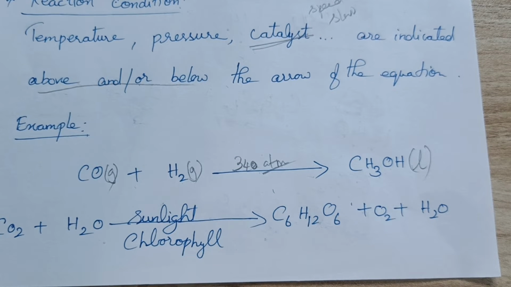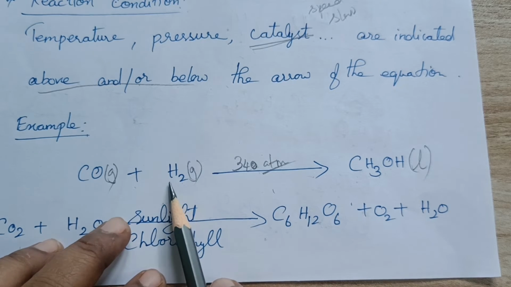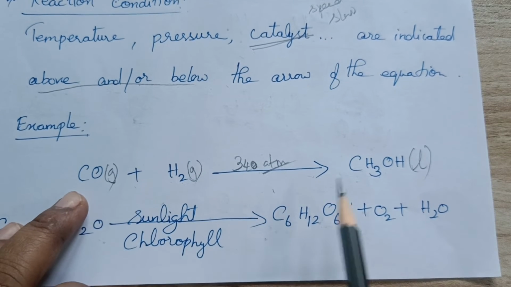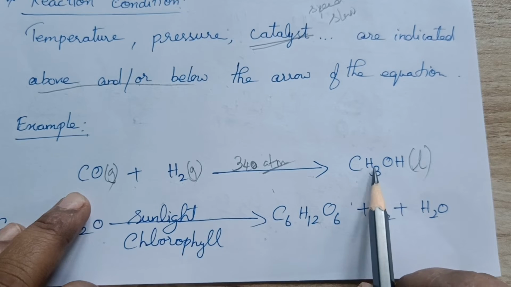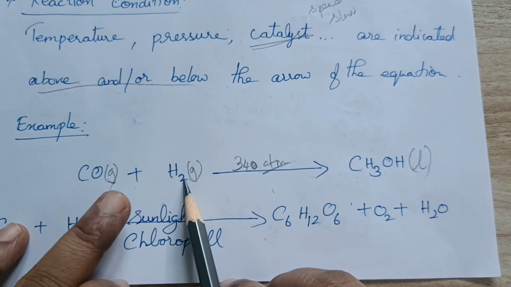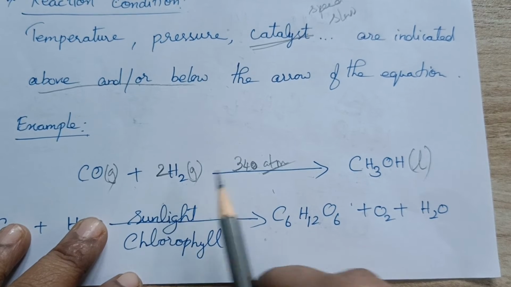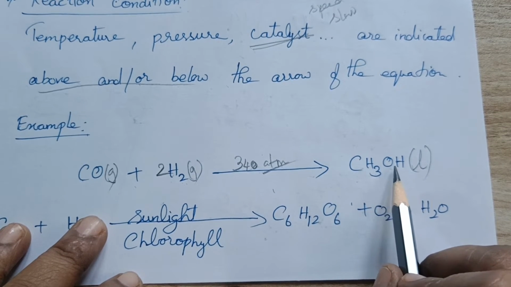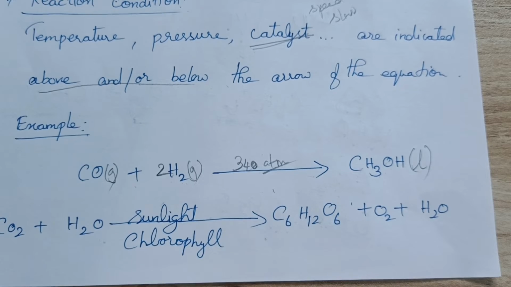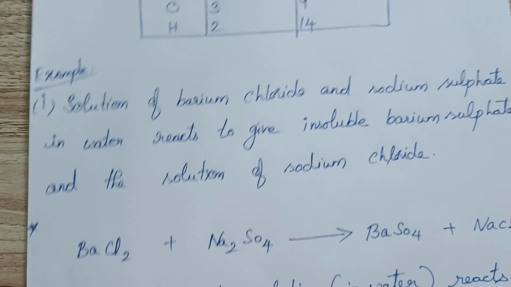Clear on this? So is it balanced? I didn't check this one. One carbon; hydrogen is 4 here but only 2 on the other side, so we will convert it into 4 hydrogen, with 1 oxygen. So now it is balanced. Clear? Next, we'll see one more example.